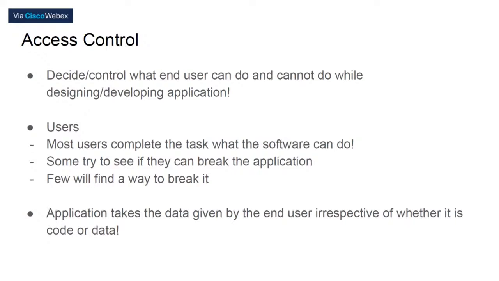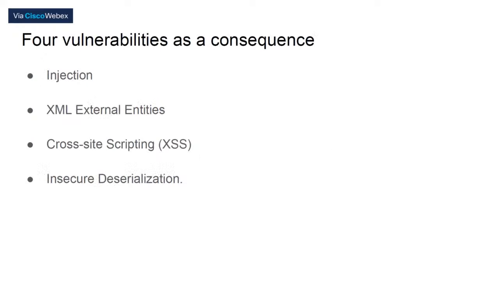Coming to the access control point, access control is fine with the help of the rules and regulations which we can provide, but in addition to that, we should have some additional things. Then only can we have a foolproof system. Some of the vulnerabilities that exist as a consequence in access control are injection, XML external entities, cross-site scripting, and insecure deserialization. Even though these names may be new or not familiar to us, we may be a victim of these kinds of attacks at one time or another.